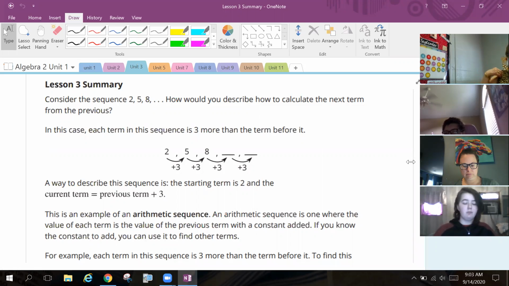Well, let's look at this sequence that we've got up there. It says consider 258. What's happening in the sequence each time up here? Okay? So it's a consistent common ratio, right? So when you see that, you know it's what kind of sequence?